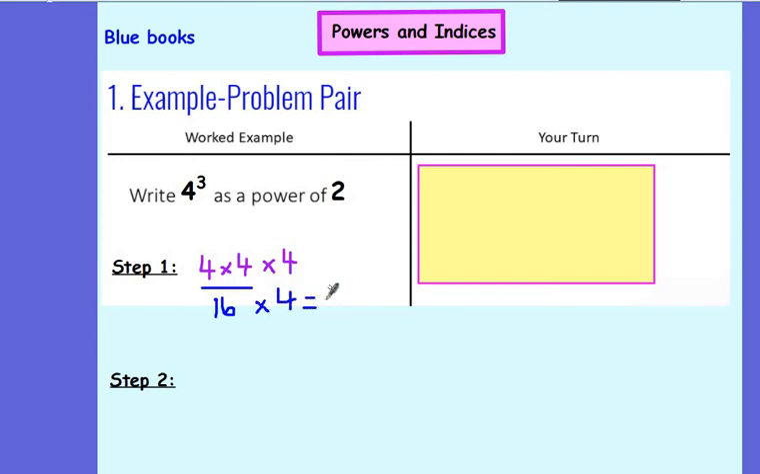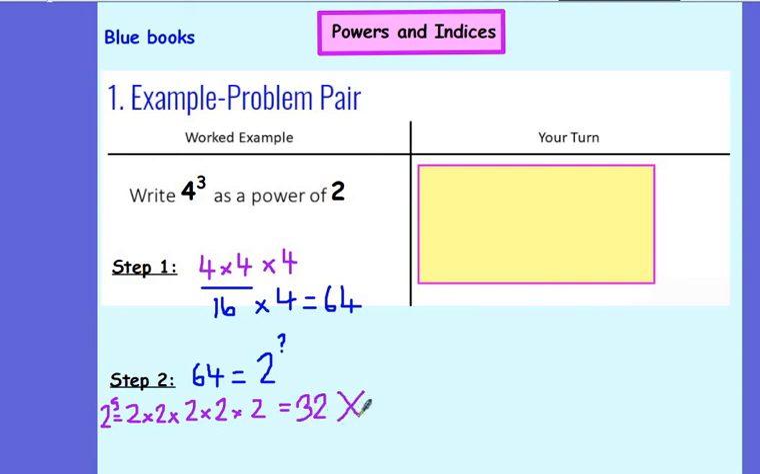And 16 times 4 would give me 64. So the question is actually asking me to write 64 as 2 to the power of something. Now what could that be? Let's have a think. Let's start with 5 lots of 2. What would 2 to the power of 5 be? Let's work it out. 2 times 2 would give me 4, times 2 would give me 8, times 2 would give me 16, times 2 would give me 32.